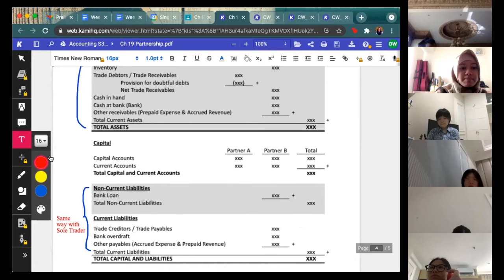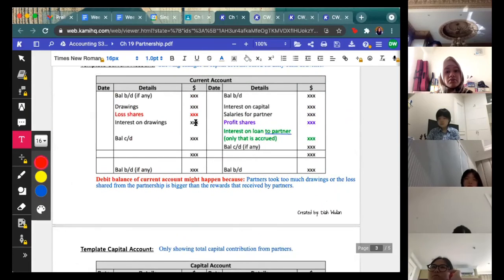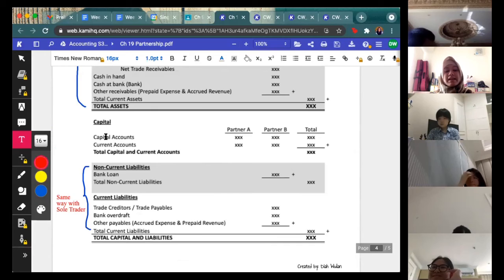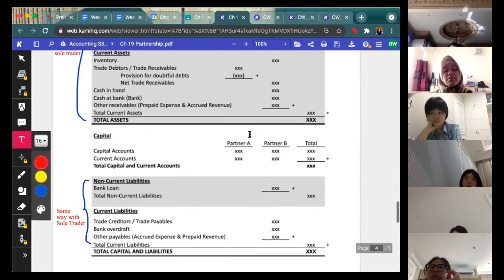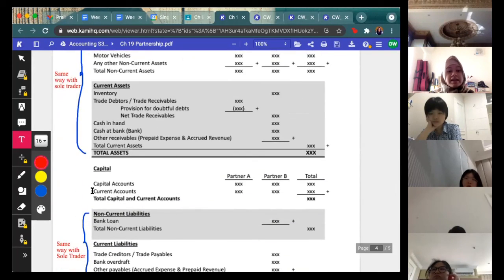For the capital part, since you have two accounts, current and capital, you have to separate them like this. The first one is the capital account. In the capital account, you have partner A in the form of a column, and then partner B, and then you put the total. Where did you get this number? You get this number from the capital account here, after you create one. And then the current account for partner A and partner B.